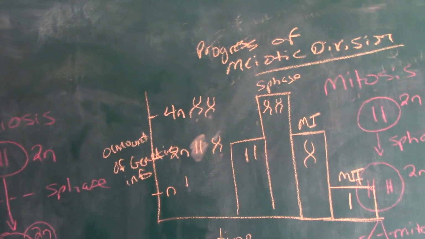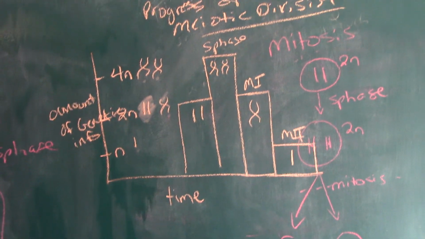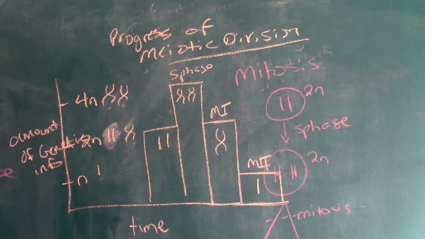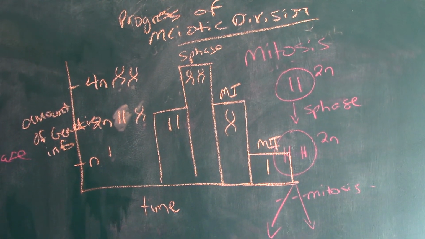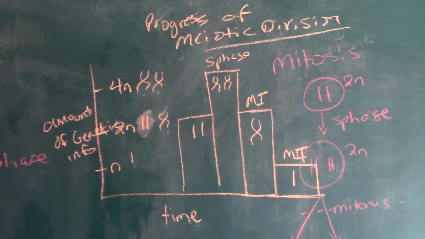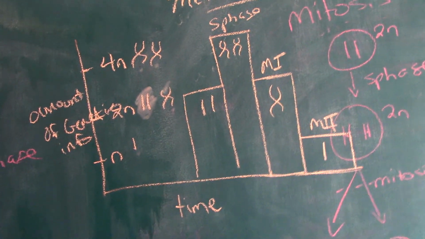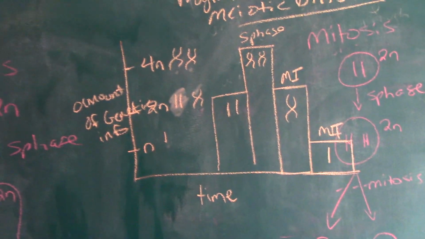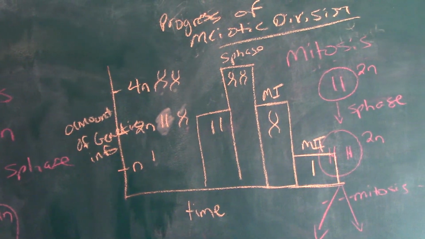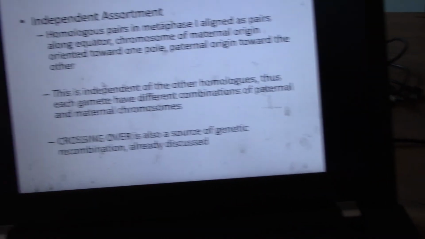And then this is your graph, amount of genetic info over time. And that's what it looks like. So you can visualize that, then you've understood meiosis. And I'm going to leave it there today. Not a super long lecture, but you have mitosis and meiosis complete. So you can do the meiosis and the mitosis quiz now.